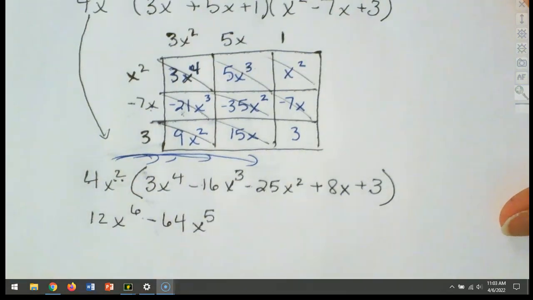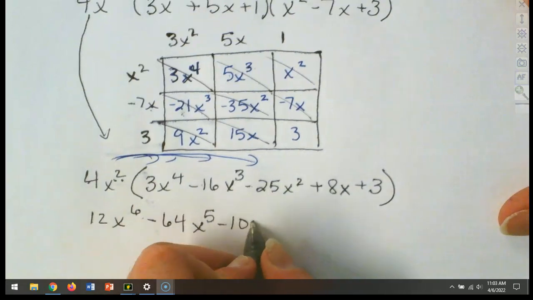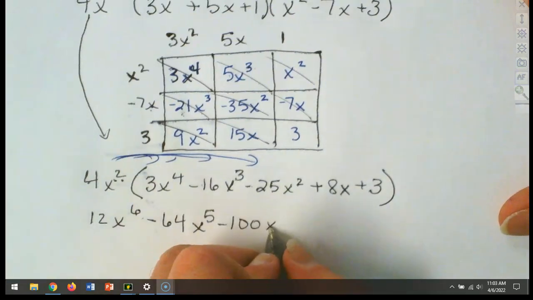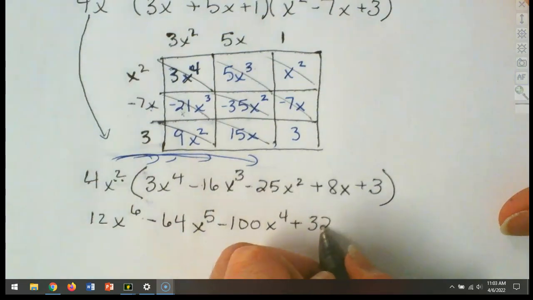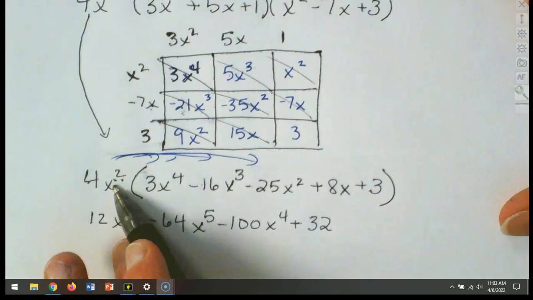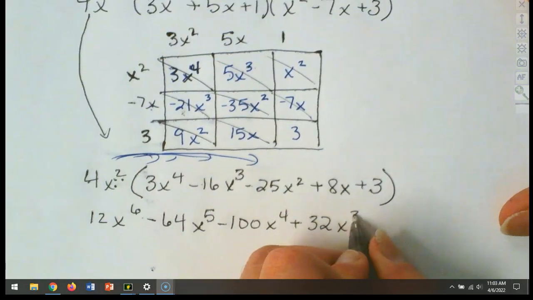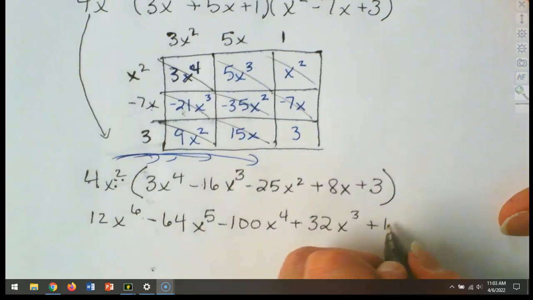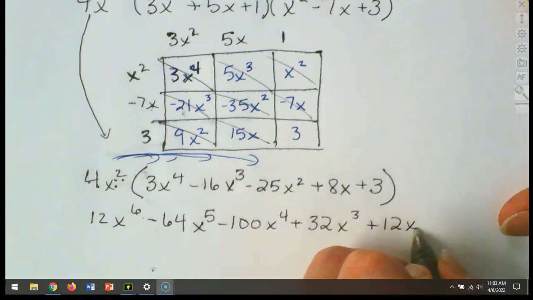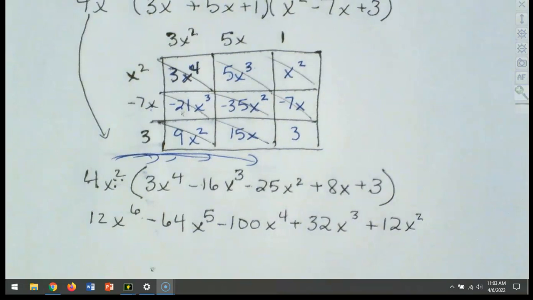And 4 times a negative 25. That makes it 100. X to the 4th there. And then 4 times 8. Okay, 4 times 8, that's going to be a 32. X squared. Add 1 more, makes it x cubed. And then 4 times 3 is 12. X squared. So easy enough. And that's it.